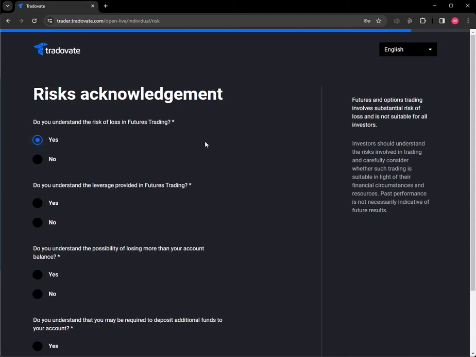Do you understand the risk of loss in futures trading? Yes, if I put money into my futures account and I trade futures, I could potentially lose all of that money. Okay, do you understand the leverage provided in futures trading?